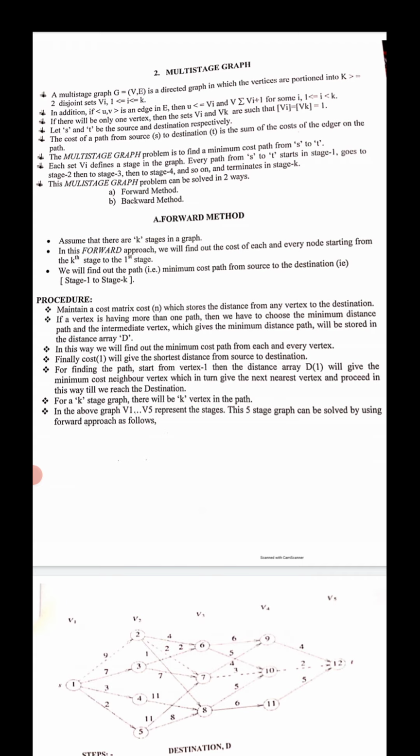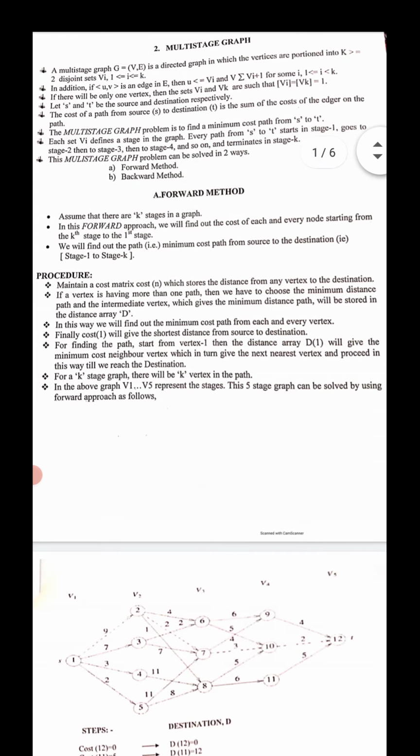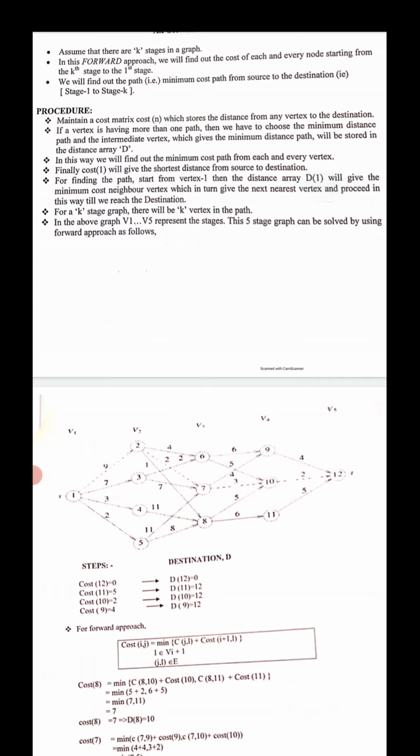The last point: I am giving a graph with v1 to v5 in the below graph. Look at this, in the below graph v1 and so on up to v5 represent the stages. Look at this graph, it has v1, v2, v3, v4, v5. These are the vertices, and they represent the stages: v1 stage, v2 stage, v3 stage, v4 stage, v5 stage. This 5 stage graph can be solved by using the forward approach technique.